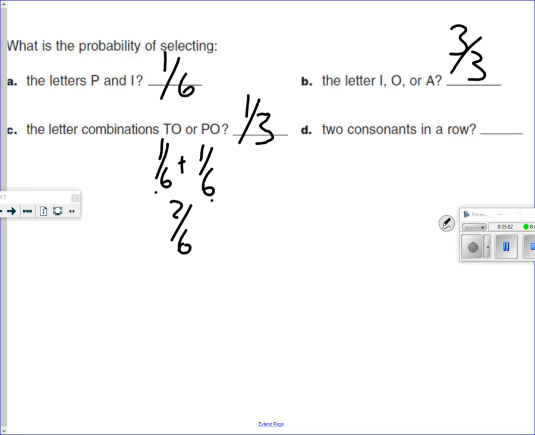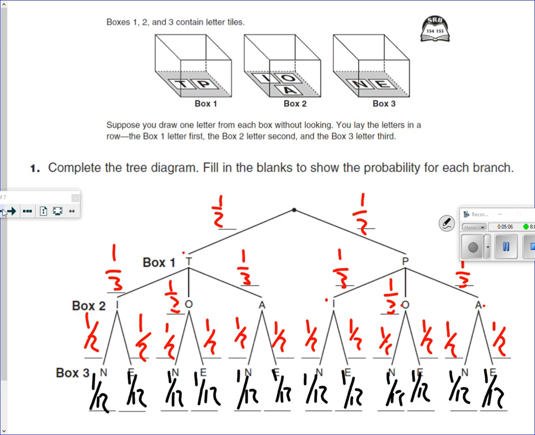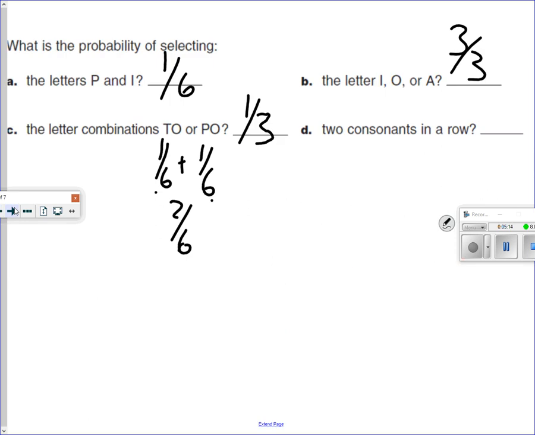Explain this one again. So I have a TO. I'll bring it back here. TO is right here. So I'm doing half times 1/3, or a PO, which is half times 1/3. Coming back here, I have a 1/6 chance of getting this, and I'd have a 1/6 chance of getting this, okay? It doesn't say and, it says either one, okay? So out of all 6 options, if I can get 2 out of the 6, that would be the same as 1/3.